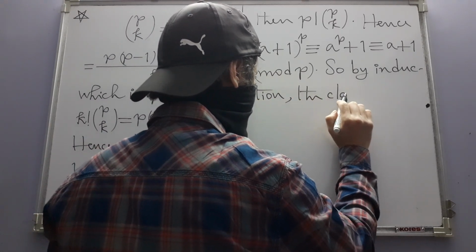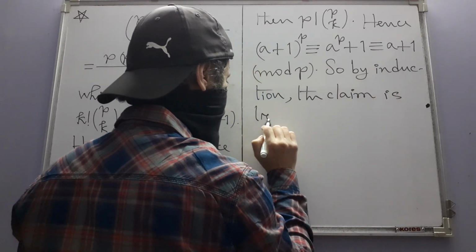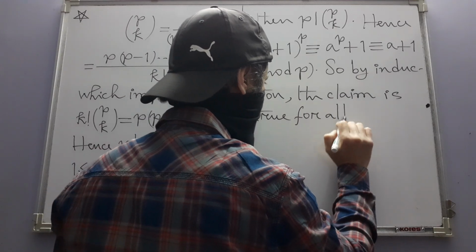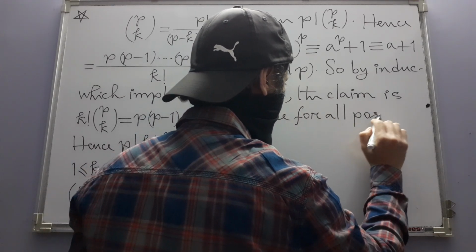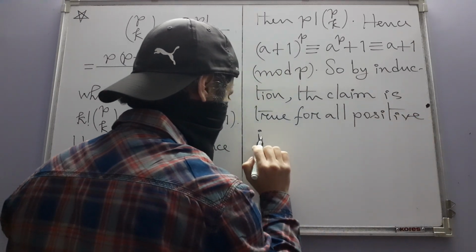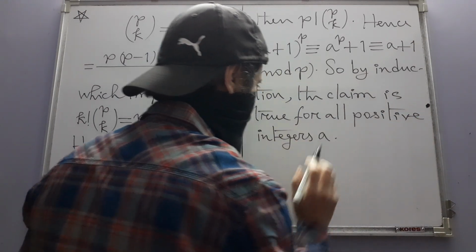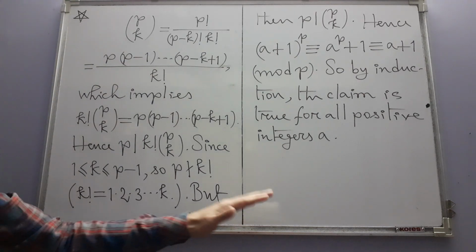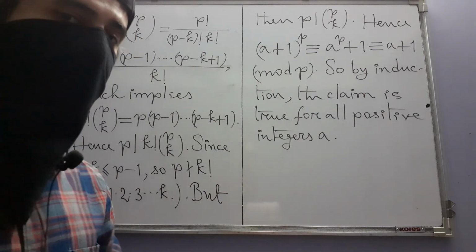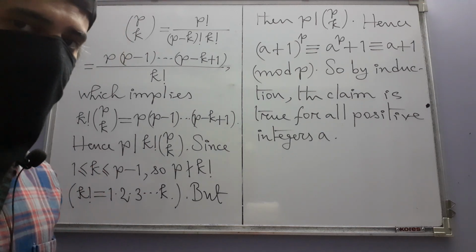this way also you can write in words. The claim is true for all positive integers a, including the case a equal to 0. We can write that the claim is true for all non-negative integers. But a may be negative also. What about that case?